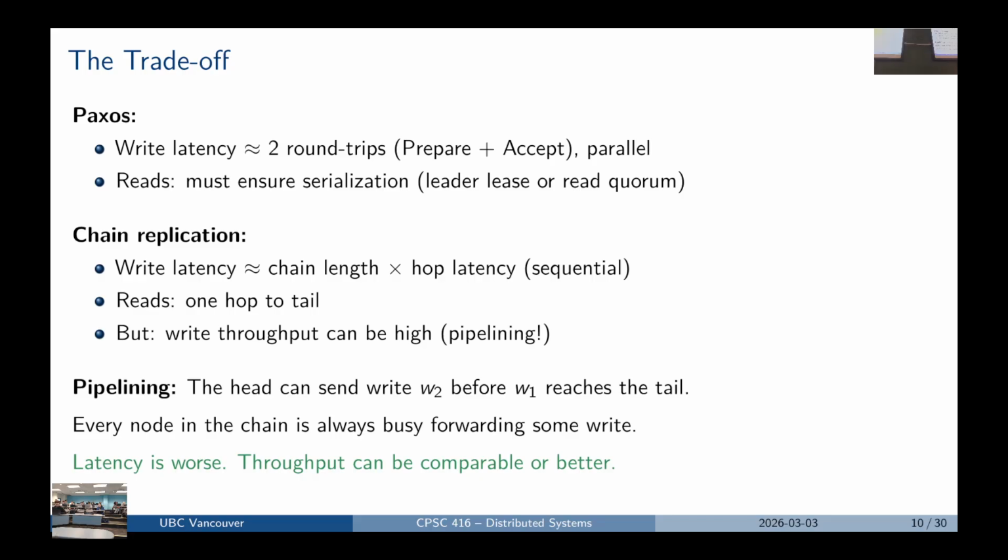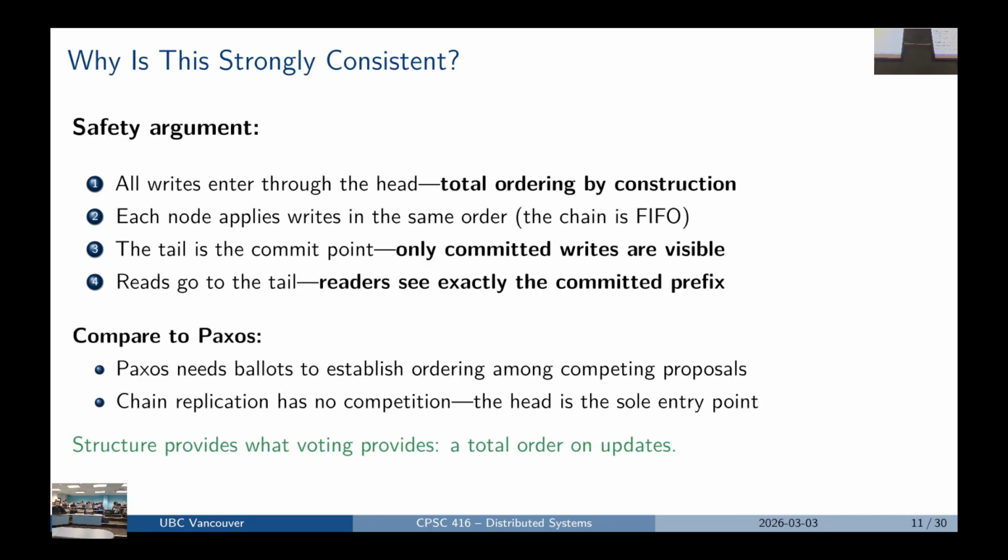So the latency itself is worse, but the throughput can actually be better. So that's an interesting trade-off on the spectrum of choices. Yeah, that's a better way of putting it.